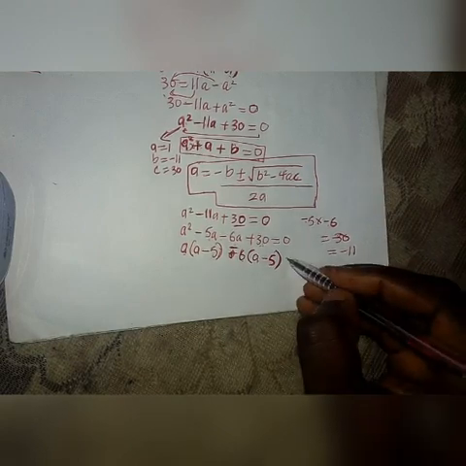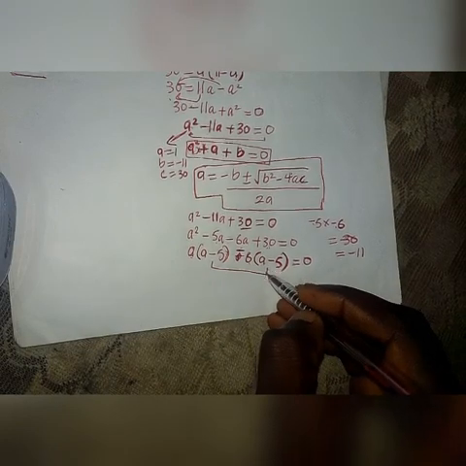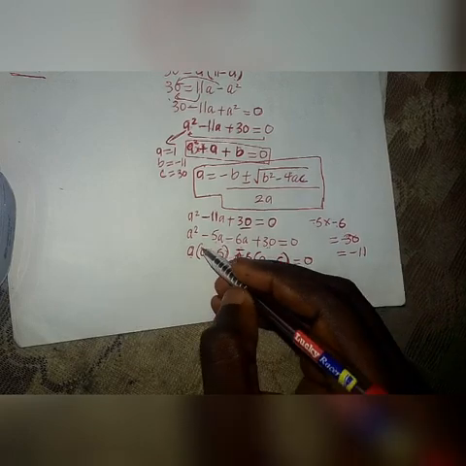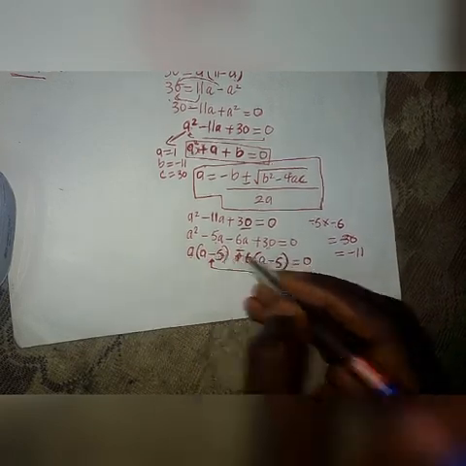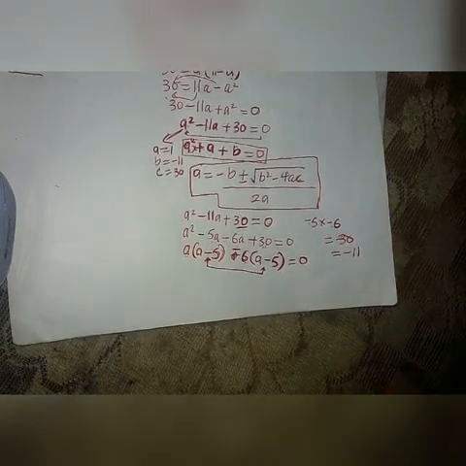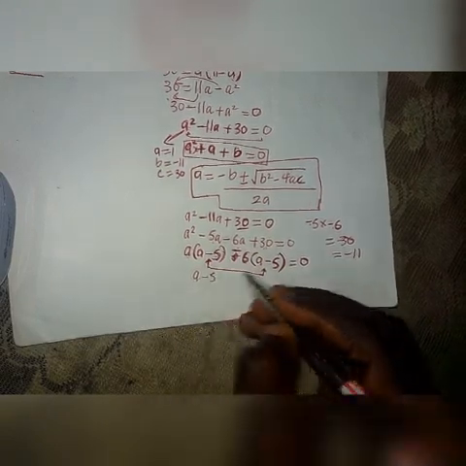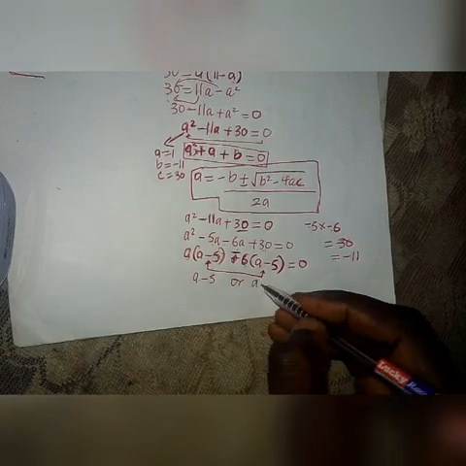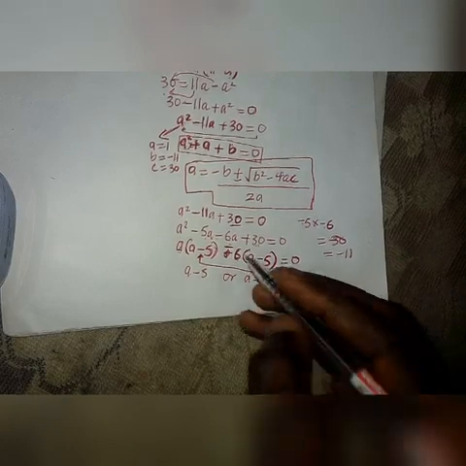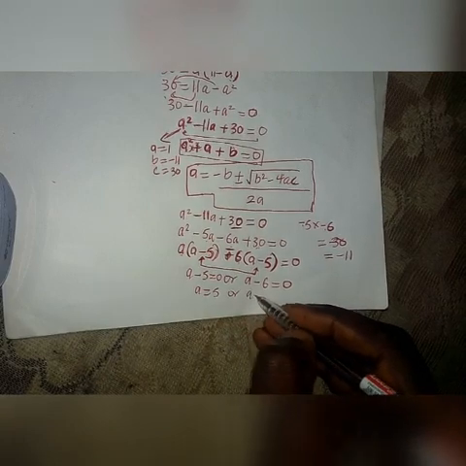If you are factorizing in mathematics, this and this must be the same thing. The a minus 5 here must be the same thing. If they are not the same thing, you are getting it wrong. They must be the same. So because of this, a minus 5 or a minus 6 is equal to 0. So a is equal to 5 or a is equal to 6.